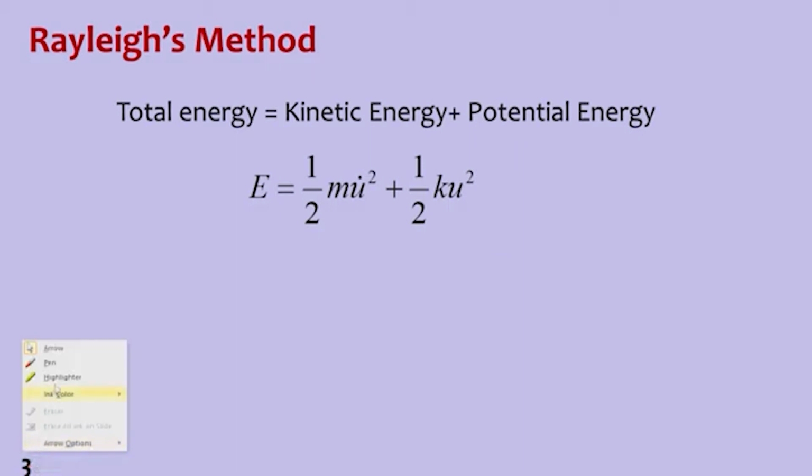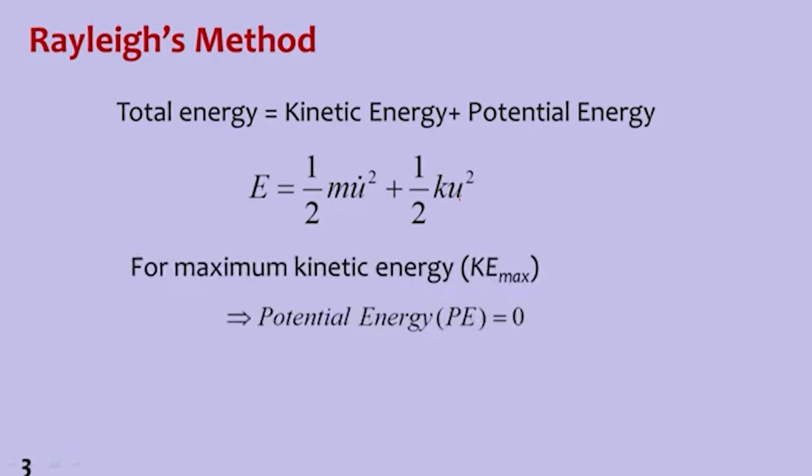As you can see in this equation, E is equal to half m u dot square plus half k u square, where m is the mass of the system, u dot is velocity and u is the displacement. This is the total energy of the system. Now, if kinetic energy is maximum, potential energy will be 0. Why? Because when displacement is maximum, velocity is 0, and when velocity is 0, displacement is maximum.